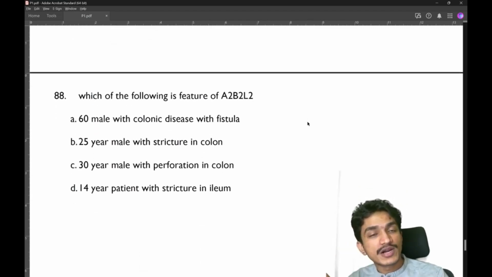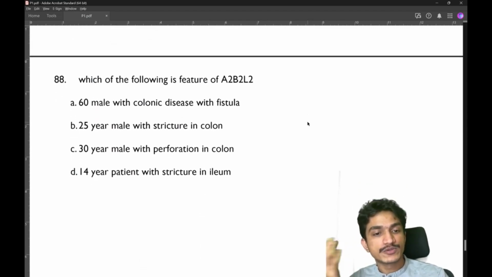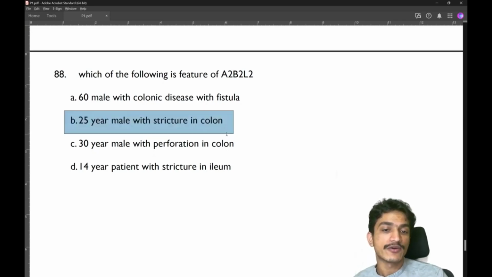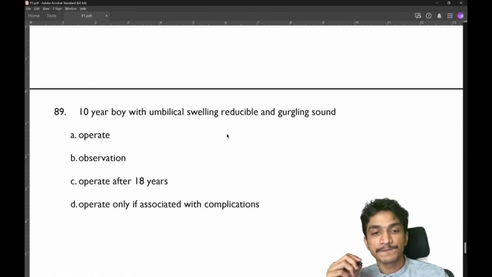Now according to the Montreal classification, A2 B2 L2, so there are two, either B or C, that is 25-year-old or 30-year-old male with B2L2, so that is colon and stricturing. So the answer in this scenario is very straightforward, that is 25-year-old male with stricture in the colon.